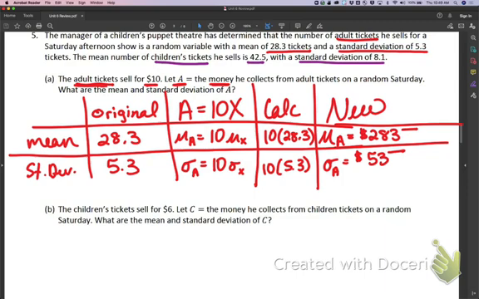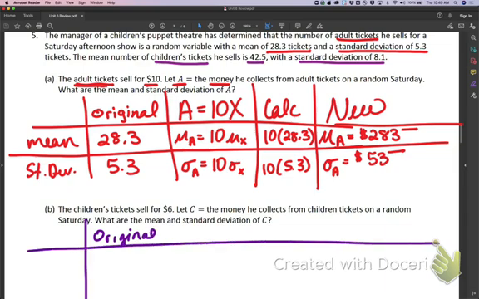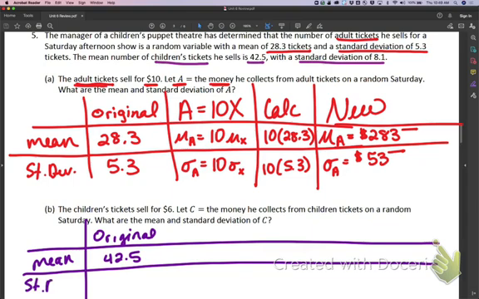All right, now we're going to talk about the children. The original mean was 42.5, and the original standard deviation was 8.1. Now it says here that the children's tickets are $6 each. And C is the money he collects for children's tickets. So C equals 6 times the children's distribution. Now I am just using Y for the children because I did use X up here for the adults. I just want to make sure we don't get confused.